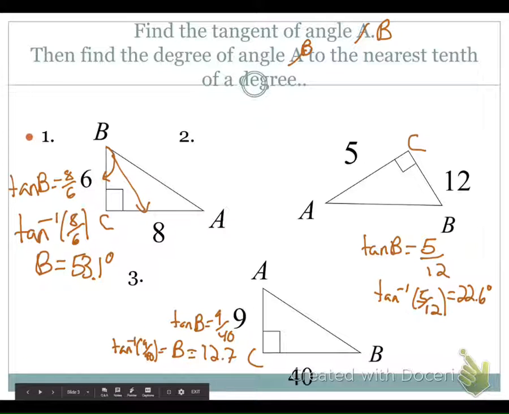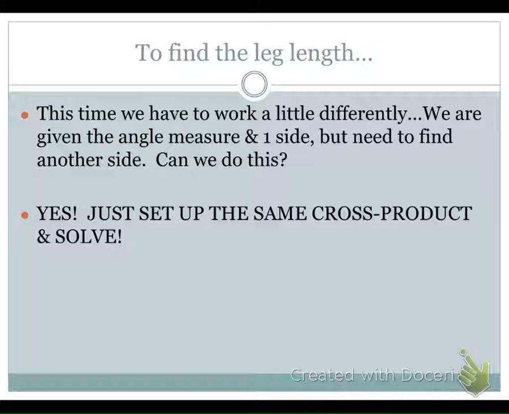Okay, so when you saw that the other one was 36.9 and this is 53.1, what do they equal? 90. They equal 90. If we looked at number 2 and you found A and you add it to what we got when we found B, it's going to equal 90. And we do the same thing with 3, they're going to equal 90. These are complements of each other.